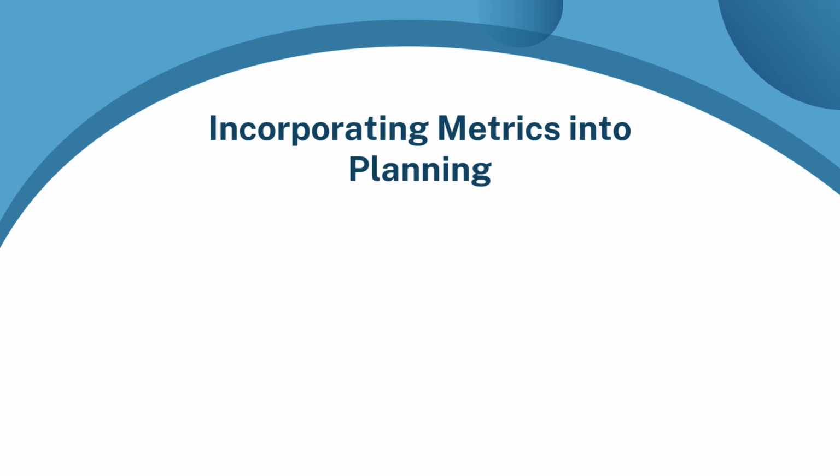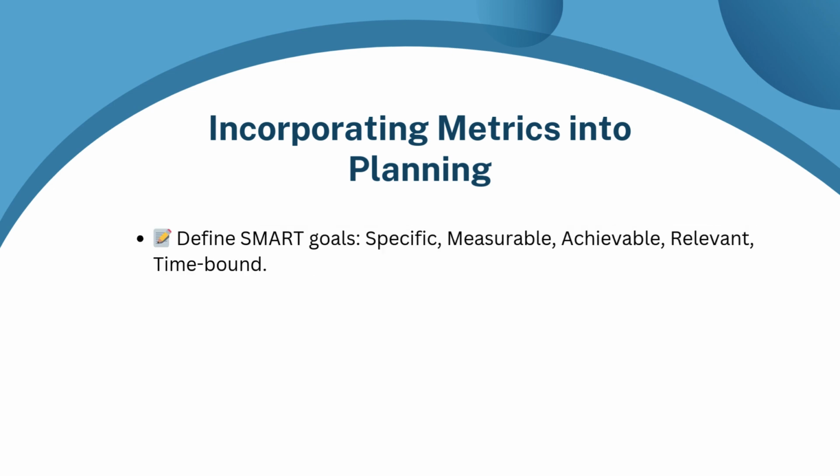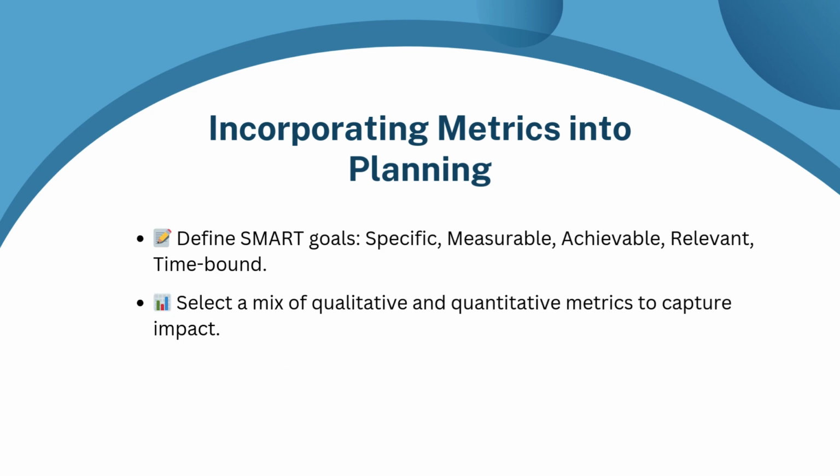When building your KOL engagement strategy, integrate metrics as part of the planning process. Here's how to do it effectively. Define impactful goals. Use SMART goals to establish what you want to achieve, ensuring they are measurable and relevant to your organization's priorities. Choose the right metrics. Determine which combination of qualitative, quantitative, operational, and value-based metrics will best capture the impact of your engagements.